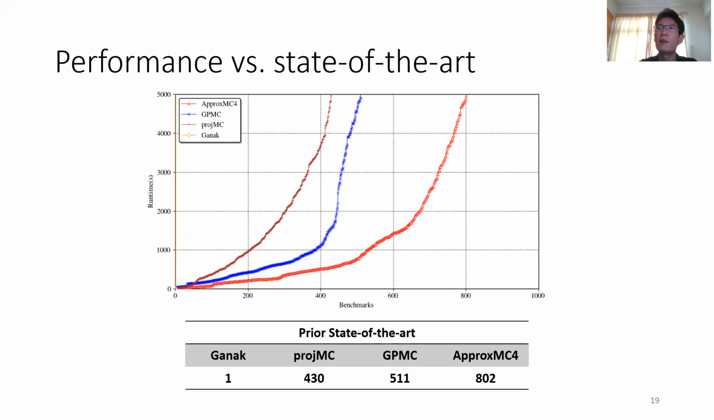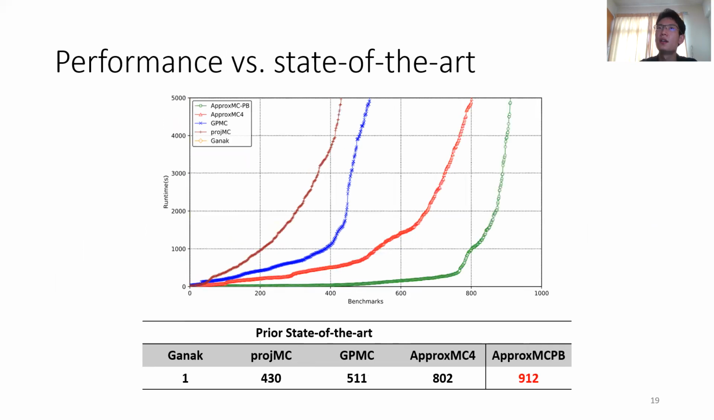On the bottom, the table presents the number of benchmarks solved by the corresponding model counter. We can see Approx-MC4 solved 800 benchmarks, which is the current state of the art. However, as shown in the table right now, Approx-MC PB can solve more than 900 benchmarks, which improves the prior performance by solving 110 more benchmarks. The cactus plot also shows Approx-MC PB achieved the best performance. Furthermore, the fact that Approx-MC PB outperforms Approx-MC4 reveals that the underlying PB-XOR solver outperforms the underlying SynF XOR solver.